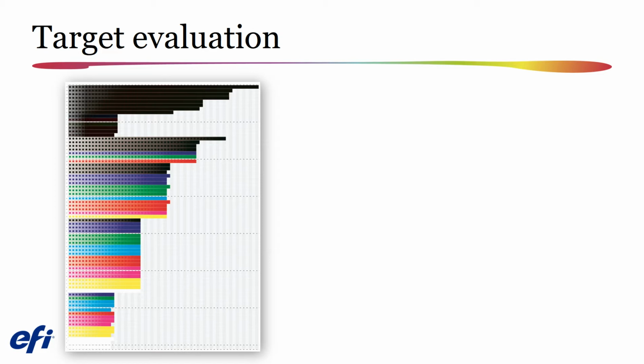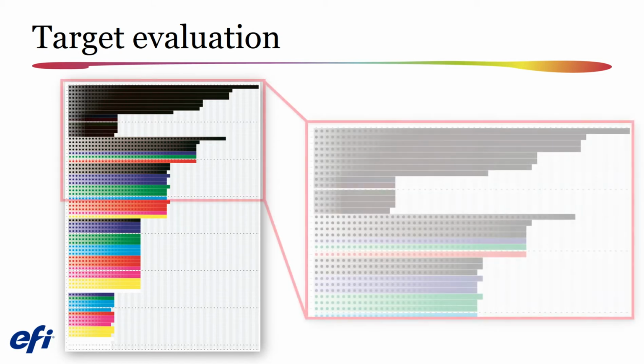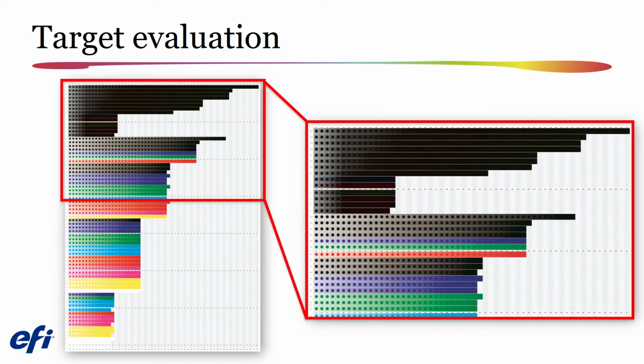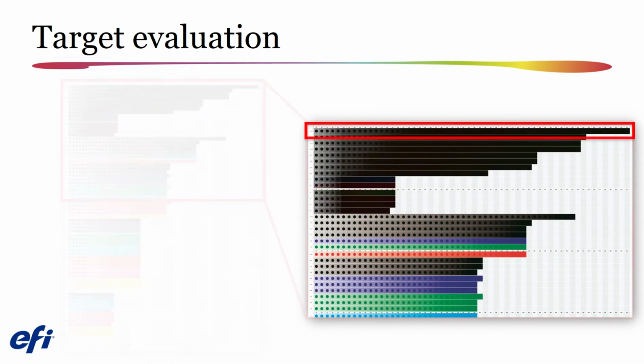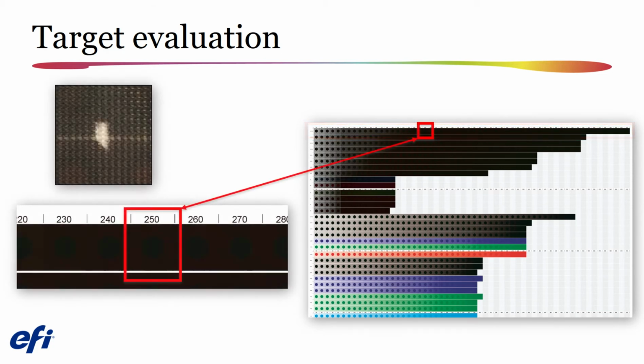After generating and printing the target, the recommended procedure for evaluation is fairly simple. First, look at the uppermost portion of the printed target. Examine the topmost row. This row will include the combination of the maximum amount of ink based on the options that you have selected. Select the patch where the hexagon just disappears, or where an acceptable amount of bleeding is found.